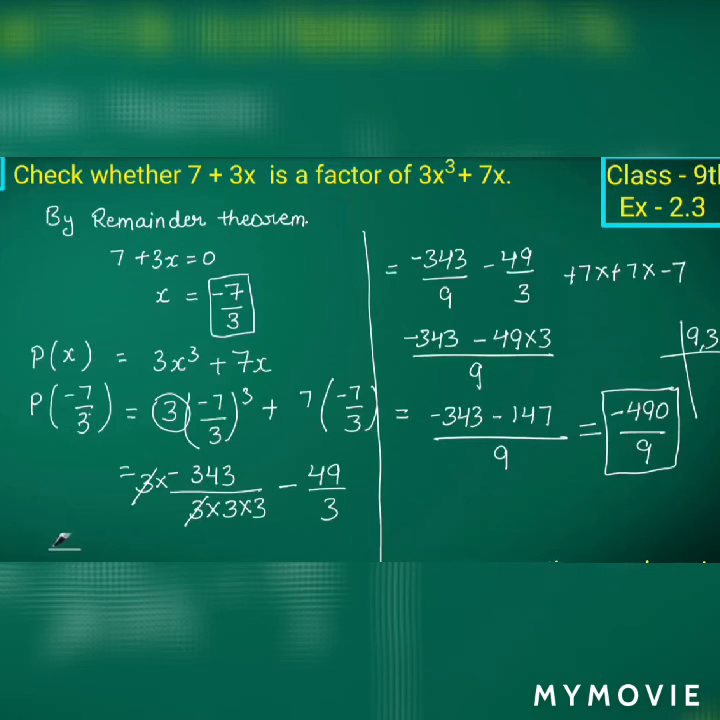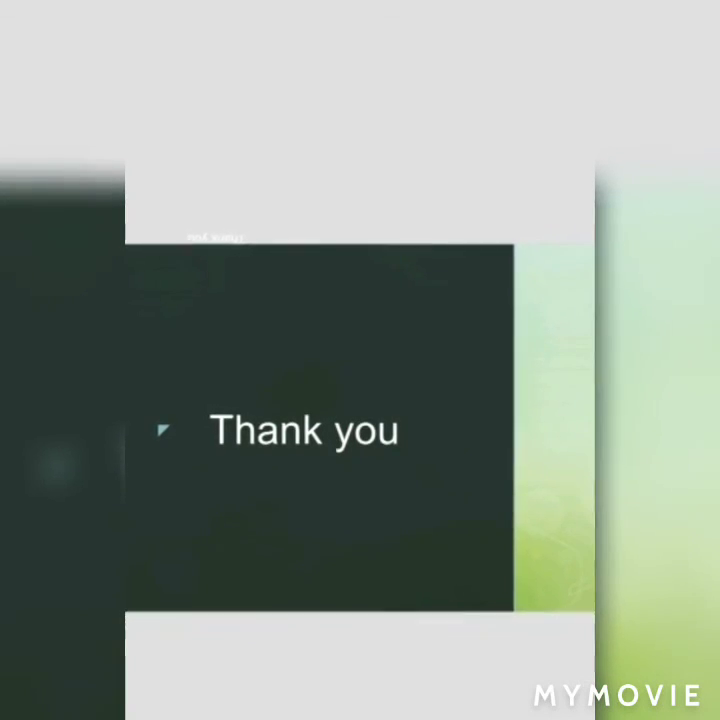They have asked to check whether 7 plus 3x is a factor of 3x cube plus 7x. So I can say that 3x plus 7 is not a factor of the polynomial p of x.